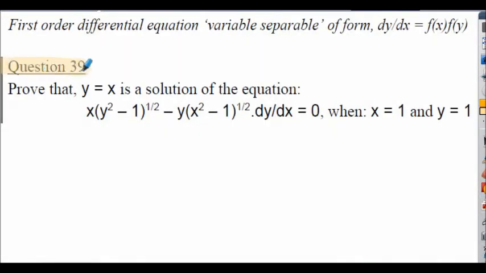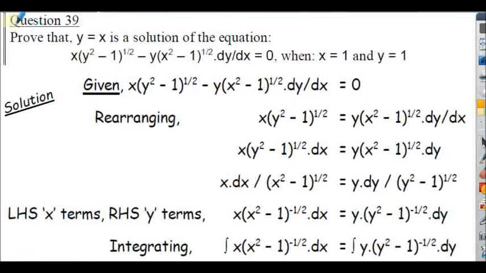Question 39 has to prove that y is equal to x is a solution of the equation stated here when x is equal to 1 and y is equal to 1. Full work solution shown on the following slides. Here's question 39, commencement of the solution.